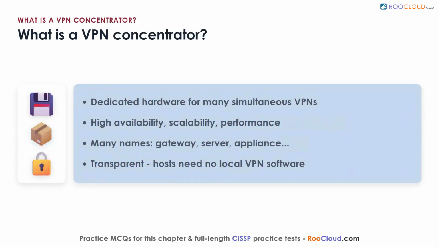What is a VPN concentrator? It is a dedicated hardware device built to service many concurrent VPN sessions at once, scaling into the hundreds or even thousands. It delivers high availability, scalability, and performance for those secure links. You will hear it called by many names: a VPN gateway, a VPN server, a VPN appliance, and more. But they all point to the same role.